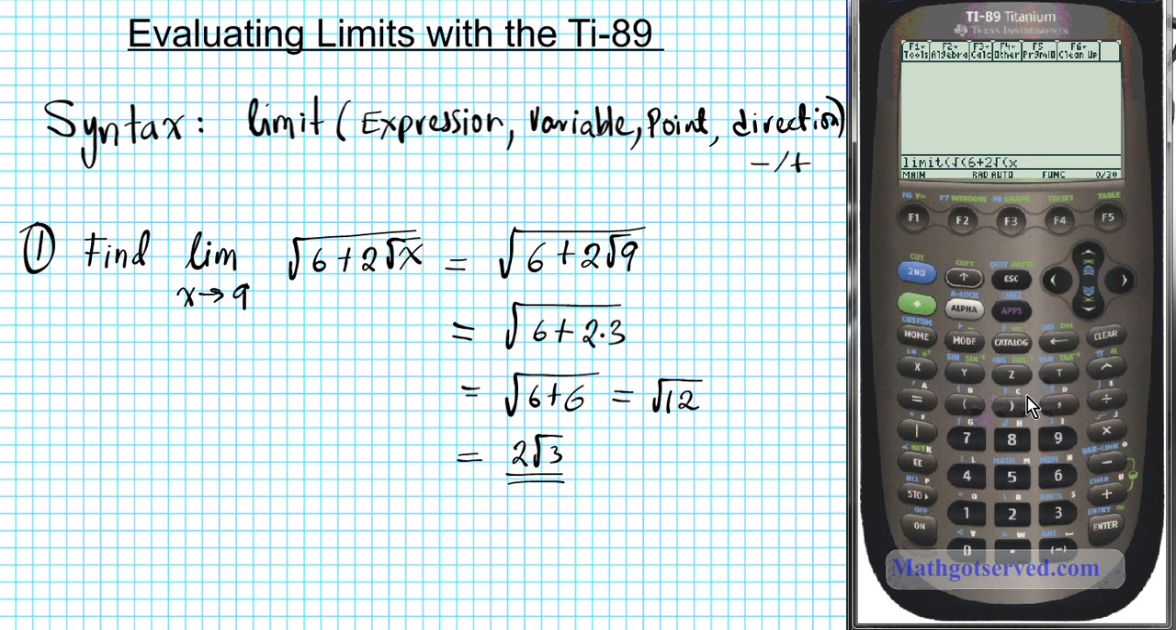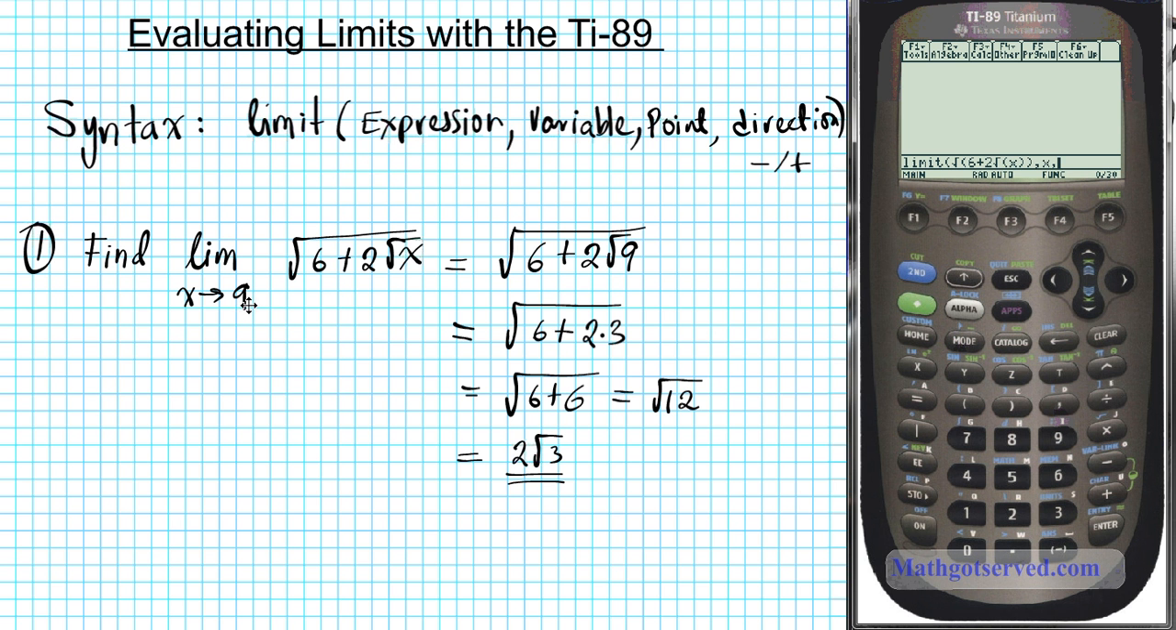Now we close the square root for the x, and then we close the radicand. So this parenthesis closes the square root out. Now we've entered the expression. The syntax says we'll enter the variable. The variable is x, and then the point.